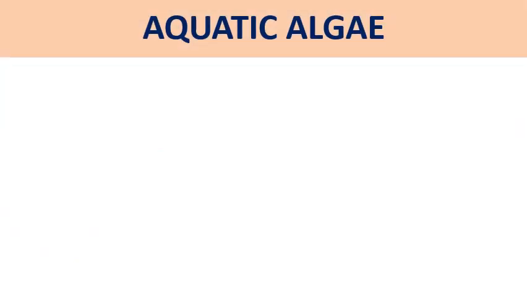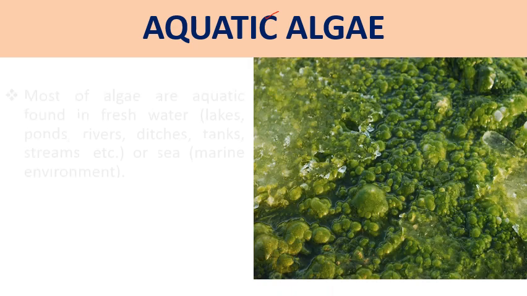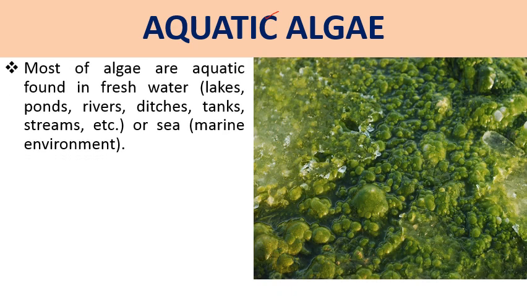Firstly comes aquatic algae. As the name indicates, these algal species are found in water. It may be fresh water, or it may be marine water or salt water. Most of the algae are aquatic and found in fresh water, like freshwater bodies, lakes, ponds, rivers, ditches, tanks, streams. और we have a second group of algae जो पाई जाती हैं sea water में, that is the marine environment. So we can classify aquatic algae into two groups: one is algae found in fresh water, and the other is found in marine water.